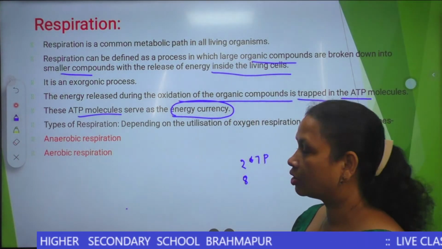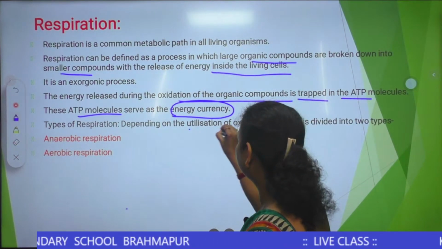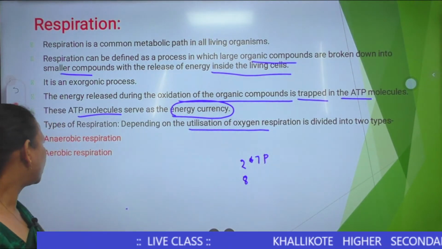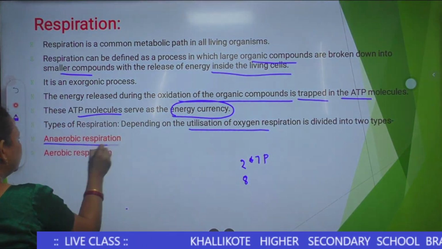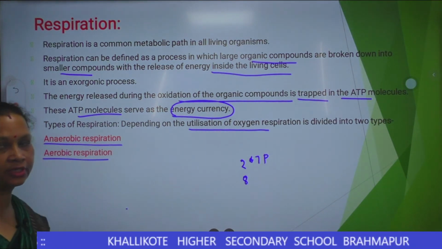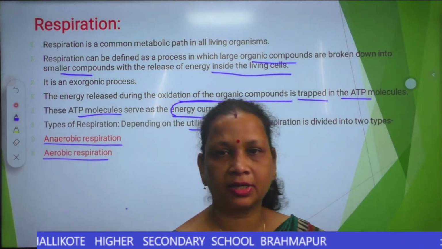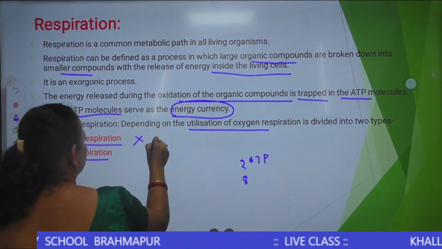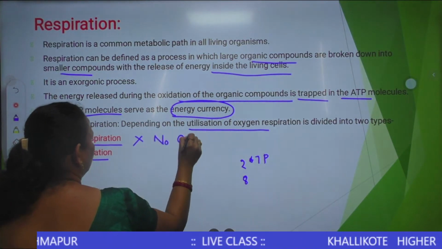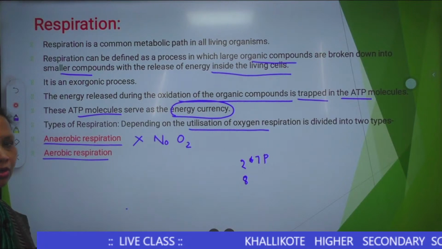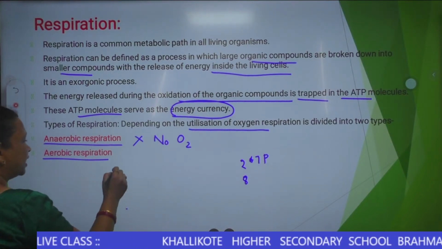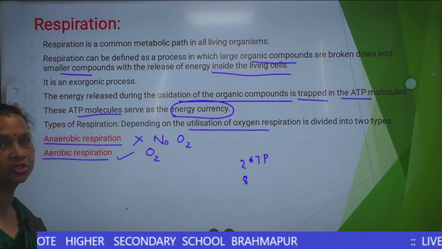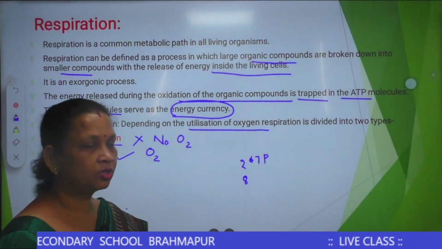Depending on the utilization of oxygen, the respiration phenomenon can be divided into the anaerobic type of respiration or the aerobic type of respiration. In anaerobic respiration, no O2 is utilized. Whereas in aerobic respiration, there is utilization of oxygen for the oxidation of the food material.